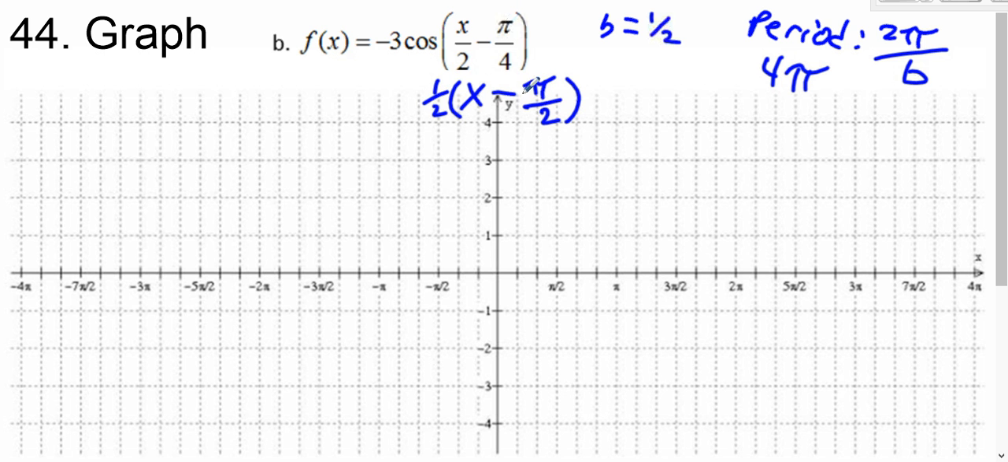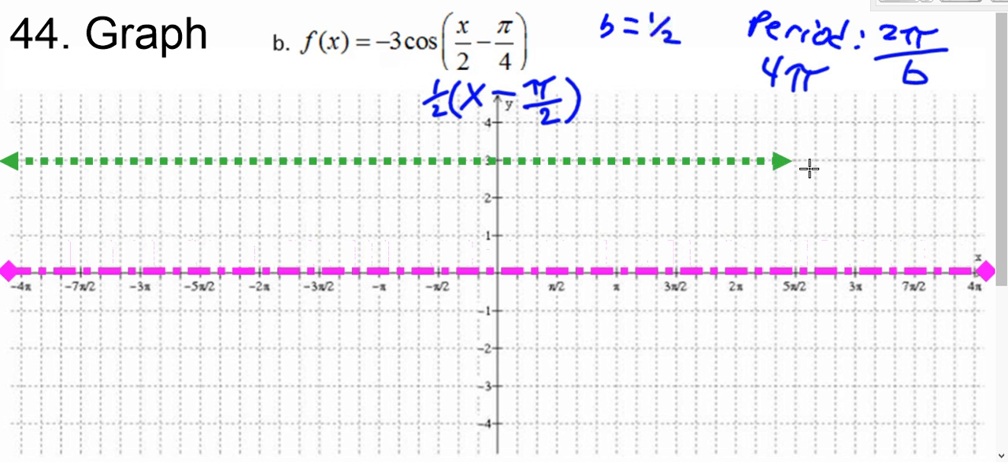So our horizontal shift right here, or the phase shift, is a negative pi over 2, which means it goes to the right pi over 2. So that's our starting point. Our midline, which would come from any number being added not connected to cosine, which there is none, so our midline is still 0. Our amplitude is 3, so we have to go up 3 units and down 3 units for our amplitude.